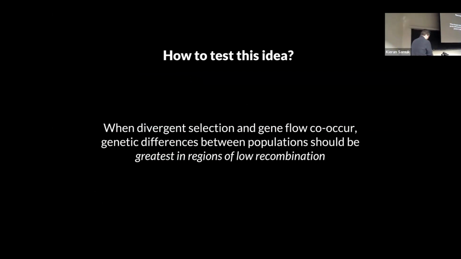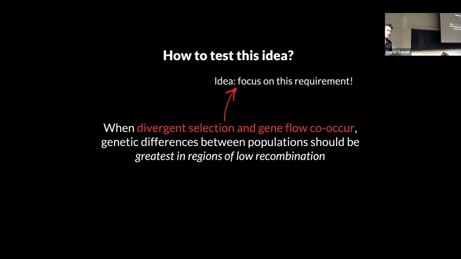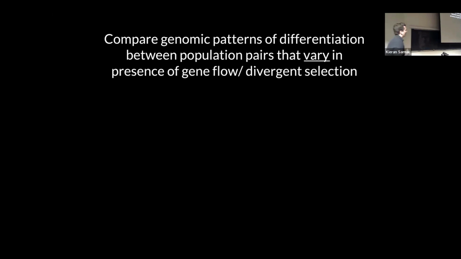Okay, so that all sounds great. How do we test this idea? We want to bring data to bear on it. So once again, here's that prediction. When divergent selection and gene flow co-occur, these genetic differences should be greatest in regions of low recombination. Our idea was to focus on this requirement and find counterexamples that would support the opposite. So we wanted to compare genomic patterns of differentiation between population pairs that actually vary in the presence or absence of gene flow and divergent selection.